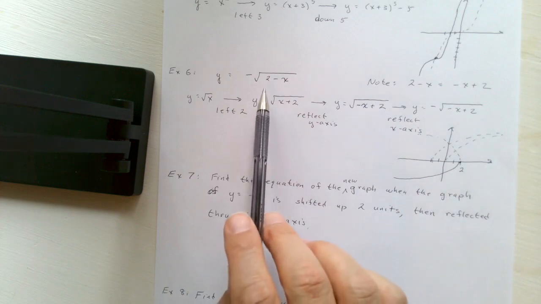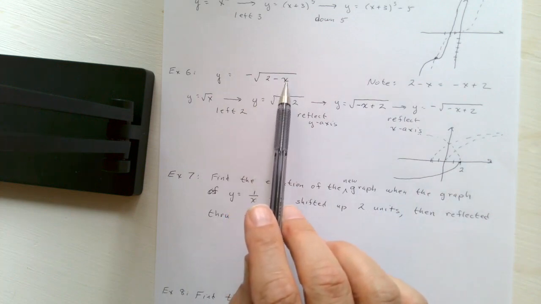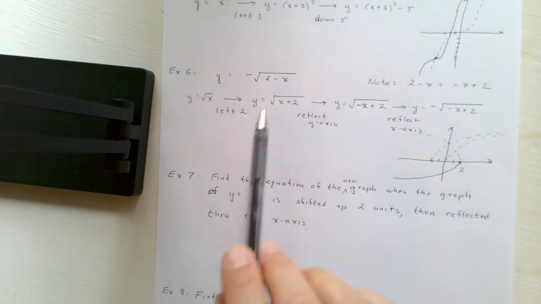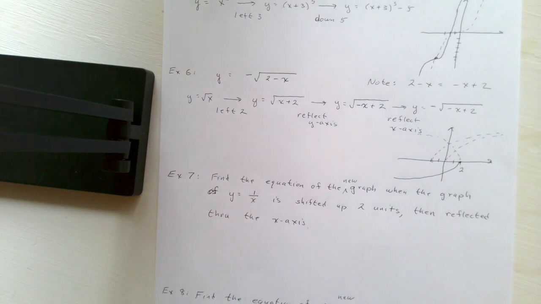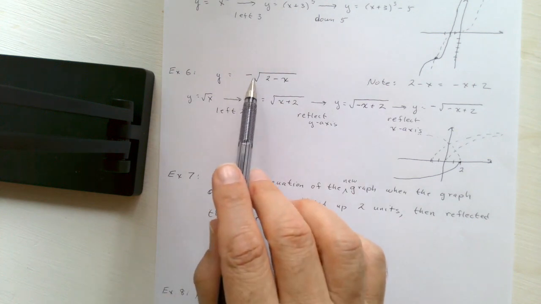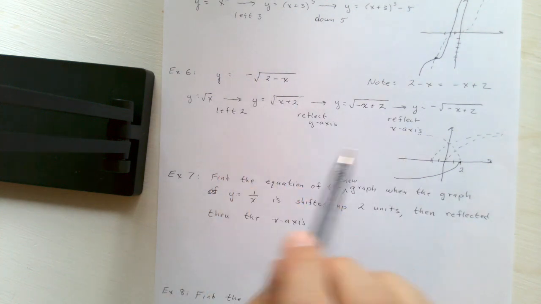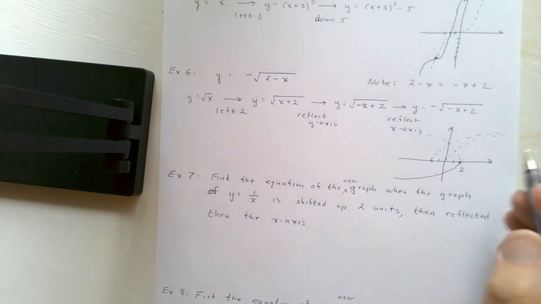If you were to find the domain of this function, use that 2 minus x has to be greater than or equal to 0, and that means that x has to be less than or equal to 2. So this does work out. We can also see ultimately this is a negative square root, so all the values of y are going to be negative. So this does check out.